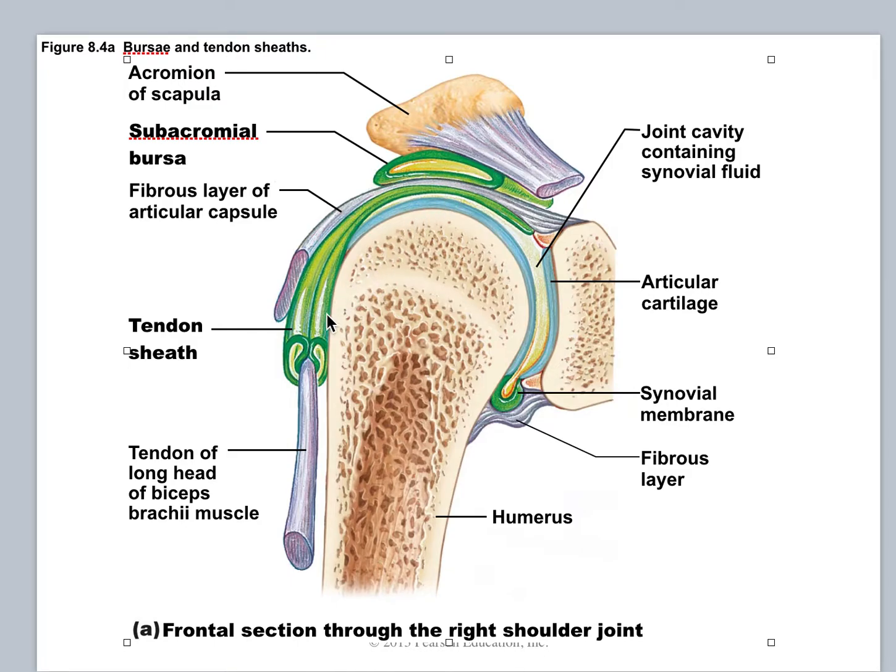The tendon sheath here is surrounded by, for example, this is the tendon to the long head of the biceps. So when the biceps contracts and that tendon is moving back and forth, it's not rubbing against bone. It's enclosed in this tendon sheath, which basically acts like a sac for a lubricant to make the tendon move more smoothly.